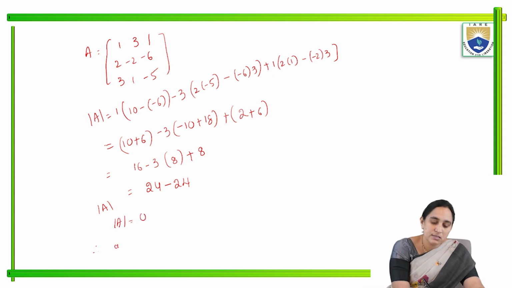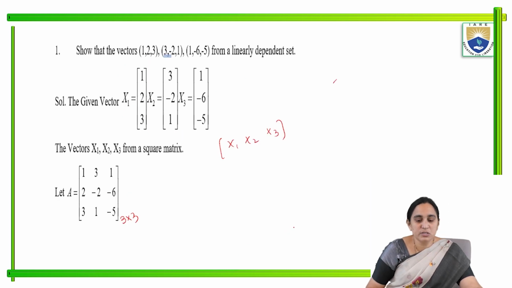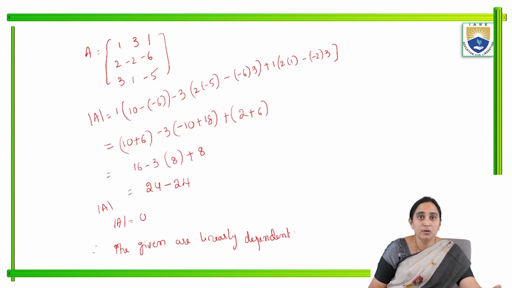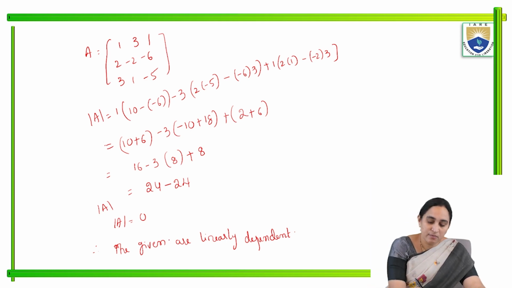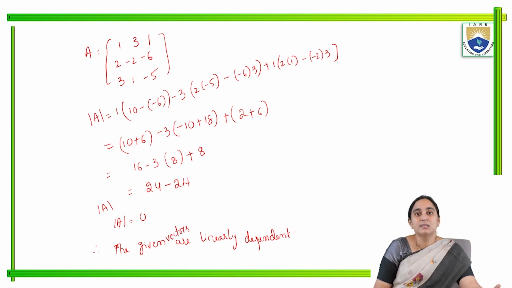Therefore, the given vectors are linearly dependent. What they are asking in the question is to show that the vectors are linearly dependent. After finding the determinant value, we get directly that det A is equal to 0. Therefore, the given vectors are linearly dependent. This is the concept for the first question.